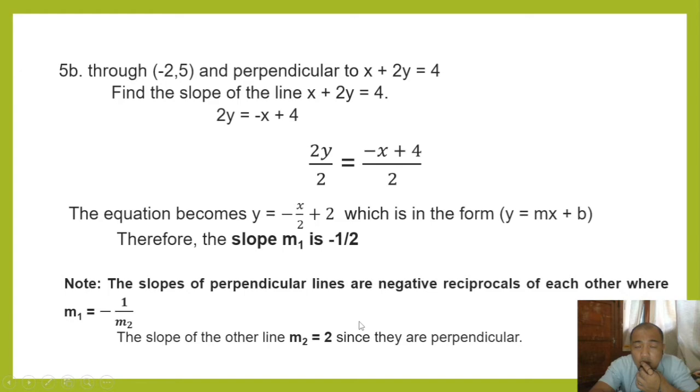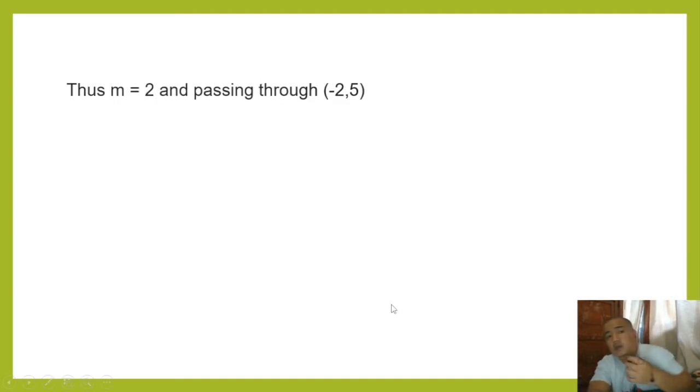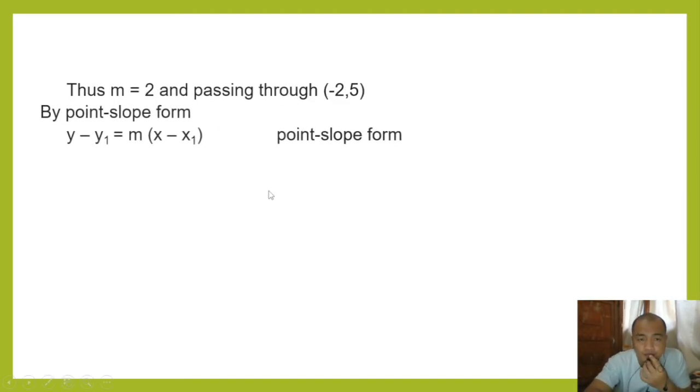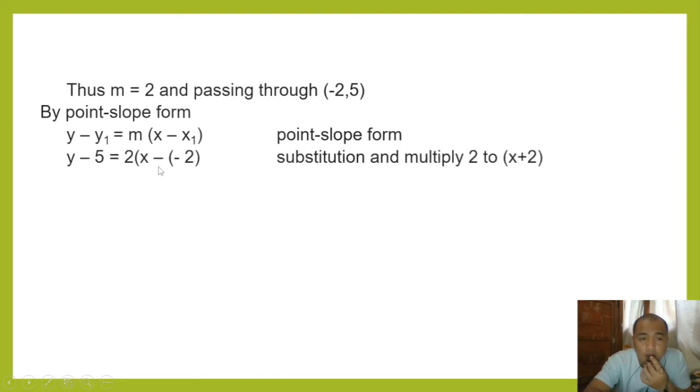Right. So the equation of the line which we're trying to find is passing through negative 2, 5 with slope positive 2. So by point slope form, substitute y sub 1 by 5, x sub 1 by negative 2, and m by 2.